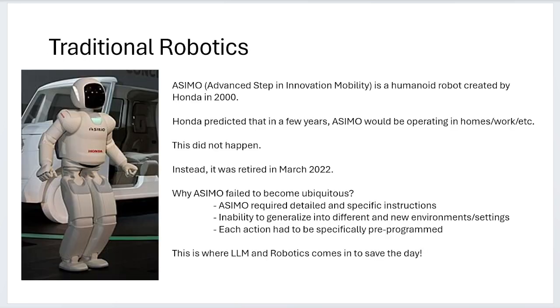So traditionally, robots were initially programmed on a line-by-line basis. Everything had to be exact. A robot does this, the consequence is this, and so on. One of the first and probably most innovative humanoid robots was Asimo, produced by Honda around 2000. It was predicted that in a few years, Asimo would be in homes, cleaning up the houses, at work, and so on. But this did not happen. Instead, it was retired in March 2022.